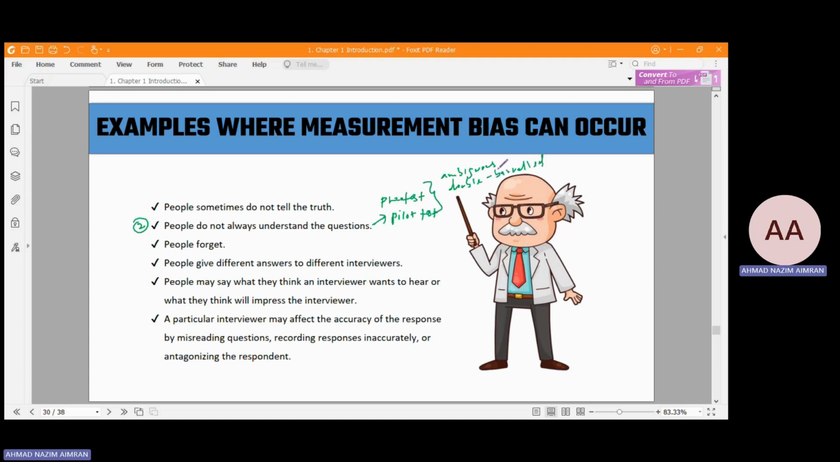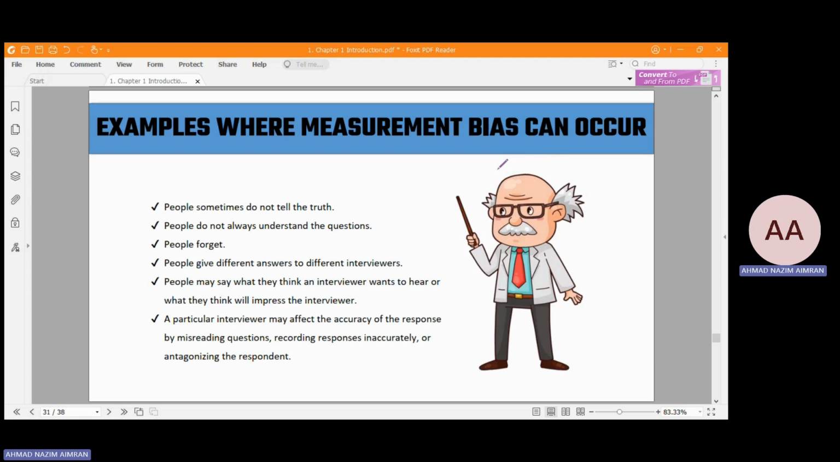And we are going to discuss the types of questions in the questionnaire that should be avoided in our next chapter. Okay, so that's the second point. People do not always understand the questions, and if you come up with a questionnaire, please make sure that you have pre-tested and pilot tested the questionnaire before you conduct the actual survey. We are going to discuss in more detail about the pre-test and pilot test in the next chapter.